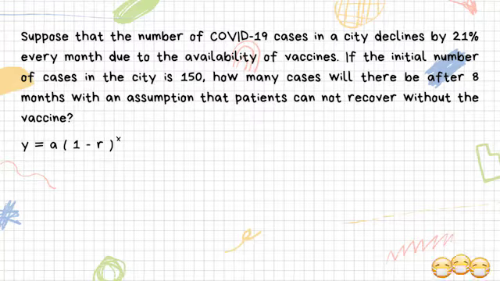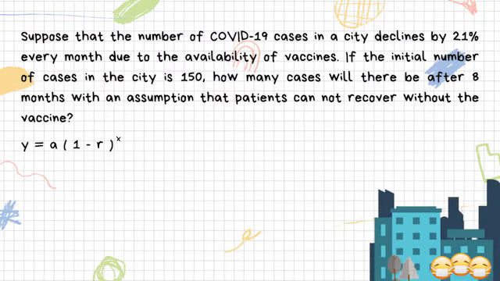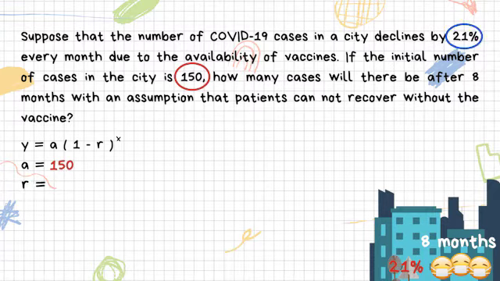Suppose that the number of COVID-19 cases in a city declines by 21% every year due to the availability of vaccines. If the initial value of cases in the city is 150, how many cases will there be after 8 months with an assumption that the patients cannot recover without the vaccine? First of all, it was explicitly stated that our initial number of COVID-19 cases is 150, and our decay rate is 21%, which can be rewritten as 0.21. Because remember, we always need this in decimal form.